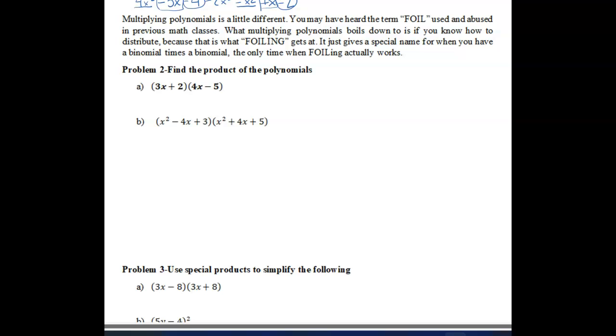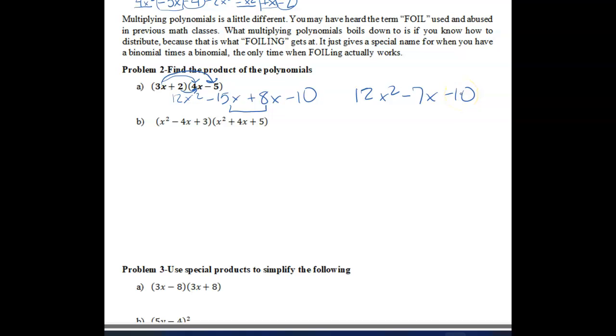Alright, so I've got 3x times 4x going on first, because I have to distribute that 3x, which should yield 12x squared. And then I have 3x times negative 5, which should yield a negative 15x. And then I have 2 times 4x, which should give me positive 8x. And then I've got positive 2 times negative 5, which should give me negative 10. Add your like terms in the middle, and you are done. That should yield 12x squared minus 7x minus 10. And you're done.